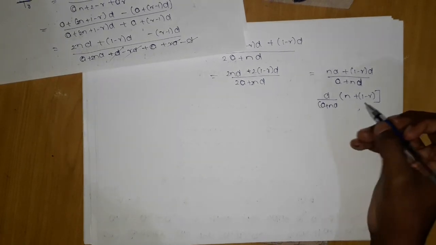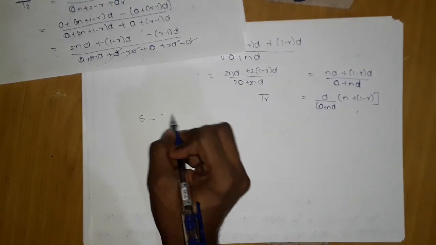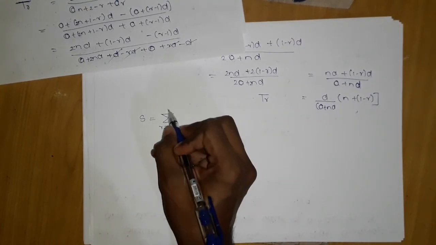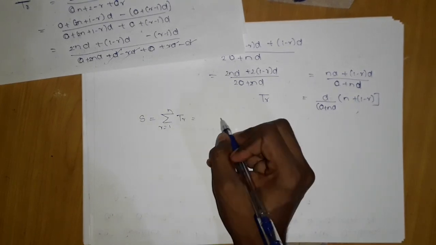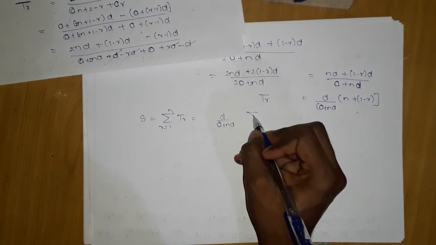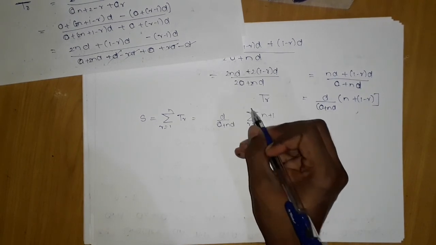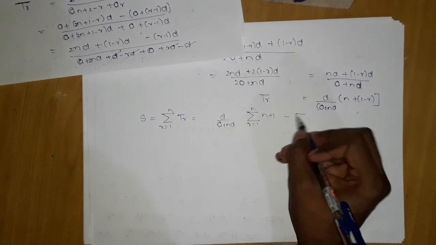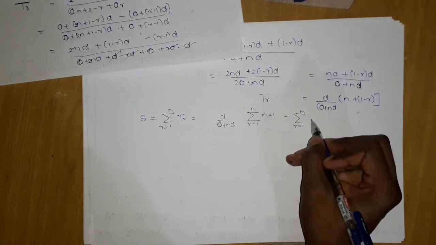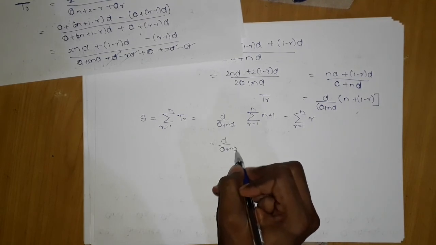Okay, so now we got the general TR. Now to find the sum, what do we do? Summation r equals 1 to n of TR, which gives me what? The d and a plus nd will move out, since n is constant, into summation of n plus 1 minus r, r equals 1 to n. This will be treated as constant. Summation r equals 1 to n of r. So our final thing will be a plus nd.